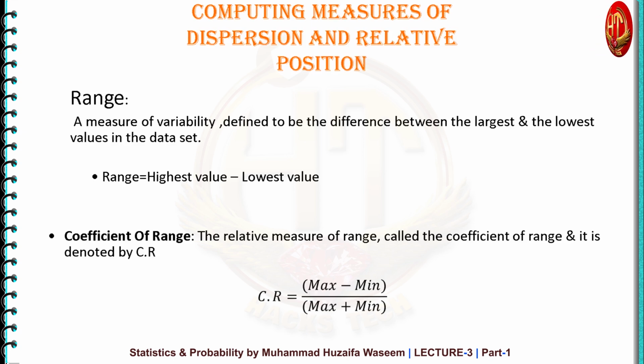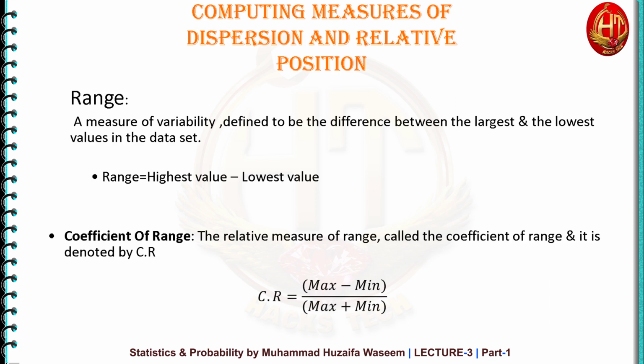How do you calculate the coefficient of range? What is the meaning of coefficient of range? It means that you calculate the value in the form of a percentage. The relative measure of range is called the coefficient of range, denoted by C.R., which is equal to the maximum value in the given data set minus the minimum value, divided by the maximum plus the minimum value.